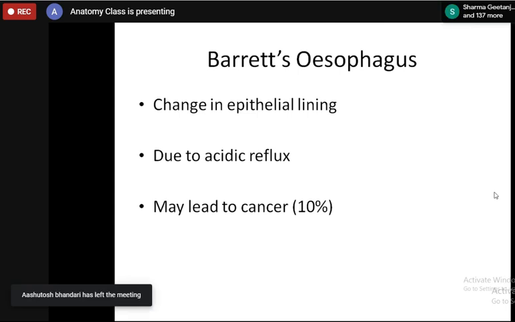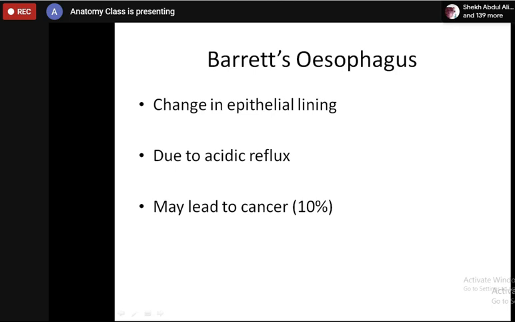But in case of toxic insult or repeated exposures to caustic agents and the like, there will be a change in the lining epithelium. The normal lining epithelium is non-keratinized stratified squamous epithelium. Due to repeated acidic reflux or gastric reflux, the non-keratinized stratified squamous epithelium may get converted to gastric epithelium, that is simple columnar epithelium.